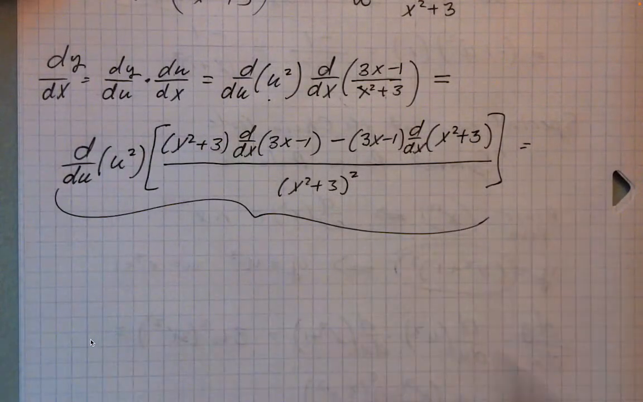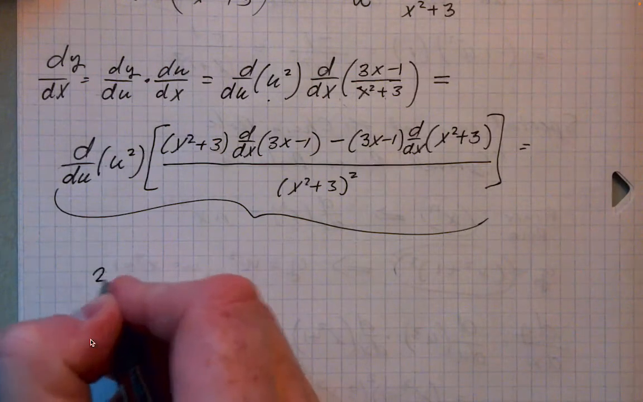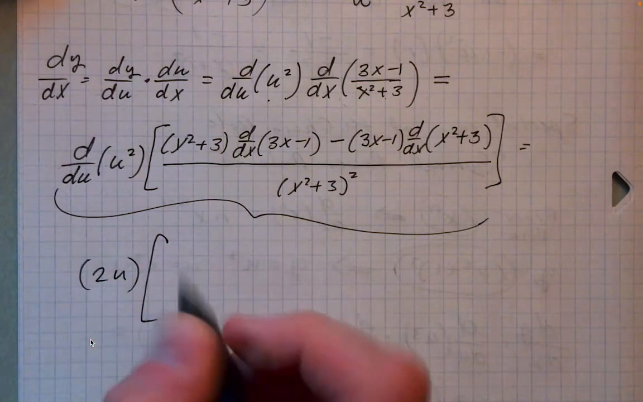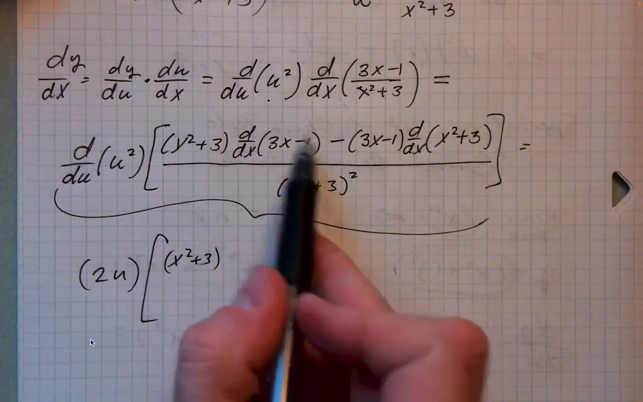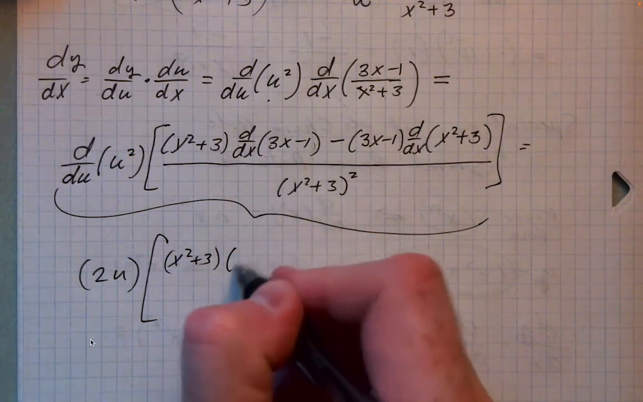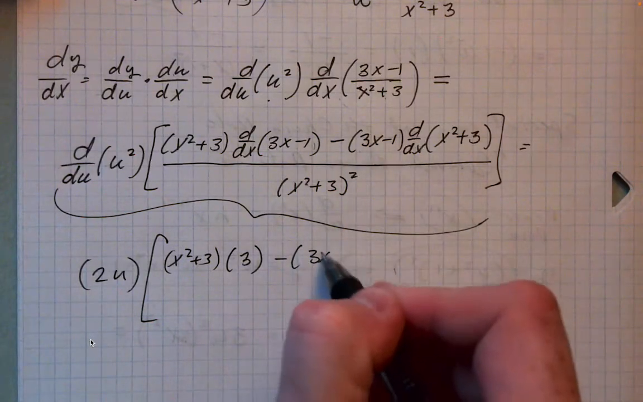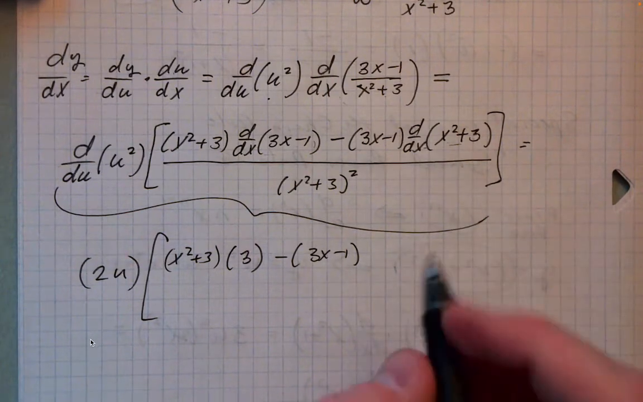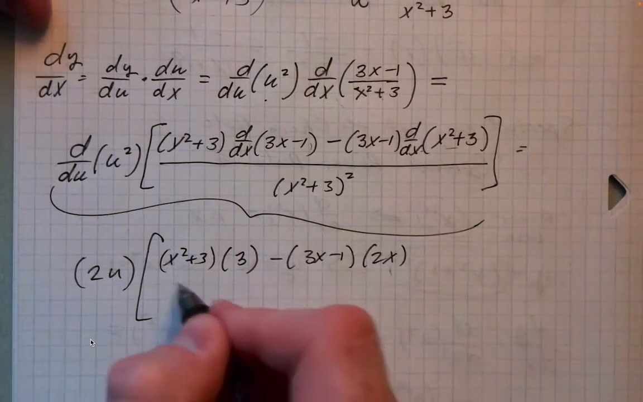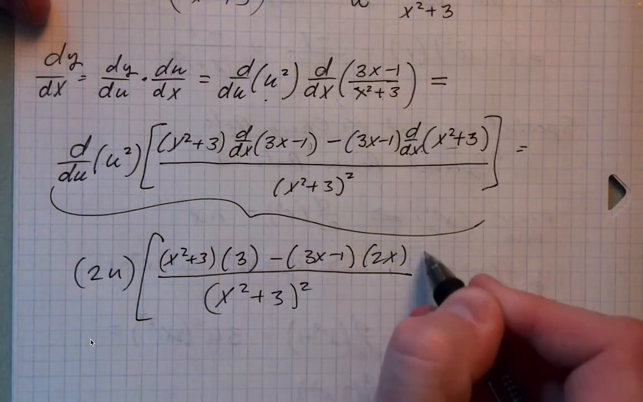Because once you've got it written out, it's straightforward, right? We can calculate all these derivatives. So this is what, 2u? And what do we got here? The x squared plus 3 stays the same. What's this derivative? It's just 3. And then over here the 3x minus 1 stays there. And this part here, what's that derivative? 2x. Right, and then the whole thing is divided by x squared plus 3, squared.